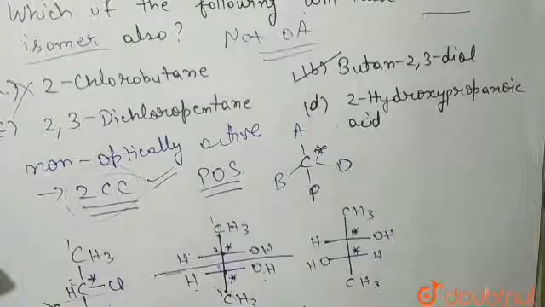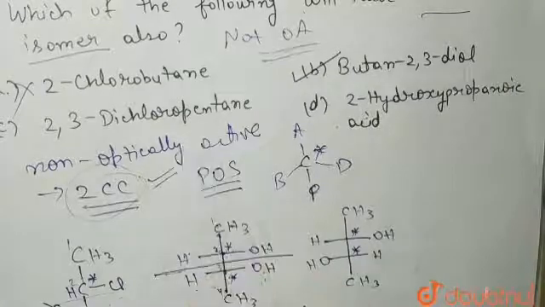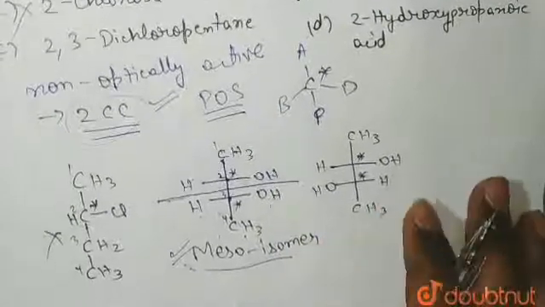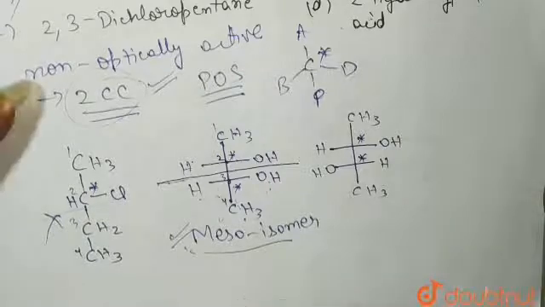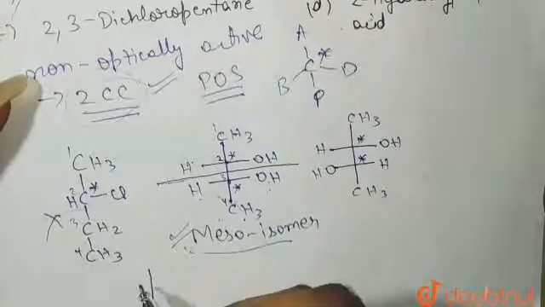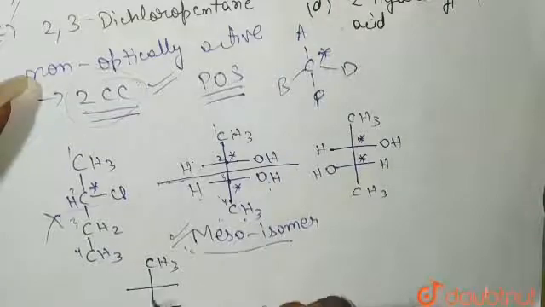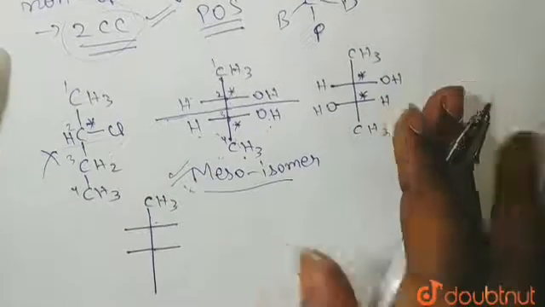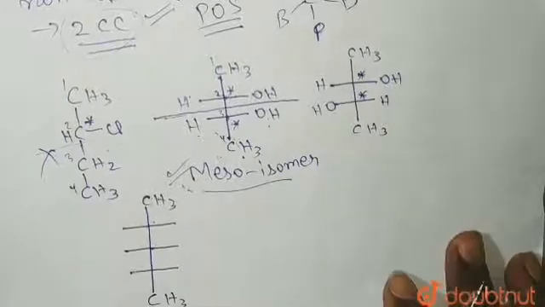Okay. So the next is 2,3-dichloropentane. Pentane means how many carbon atoms? 5. Okay. Let's draw the structure similarly in this Fischer projection. So dichloropentane has 5 carbon atoms. So you have CH3 here, 1 carbon, 2 carbon, 3 carbon, 4 carbon and 5 carbon.